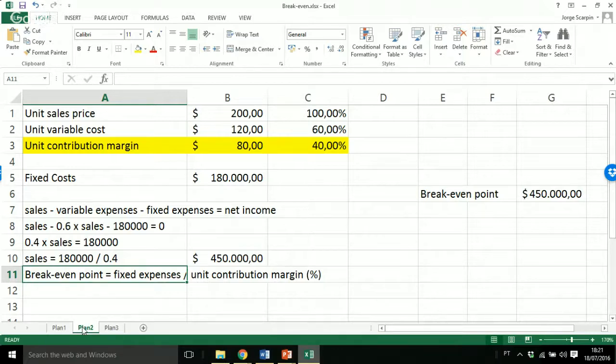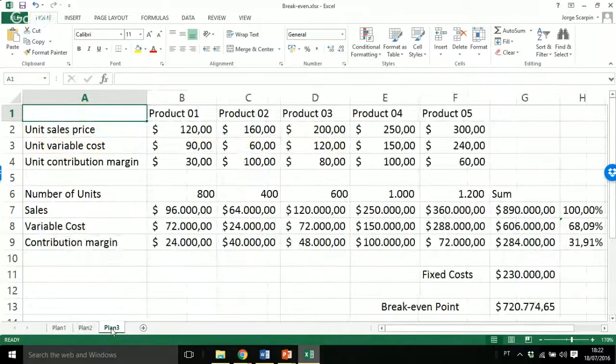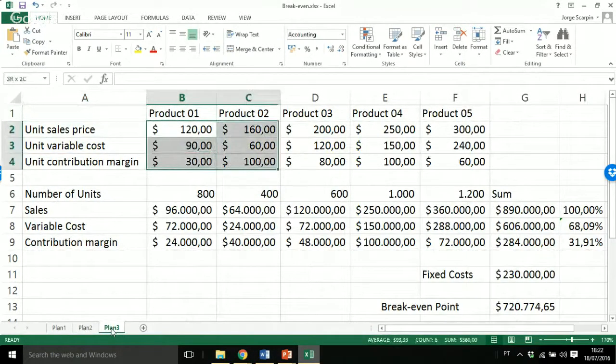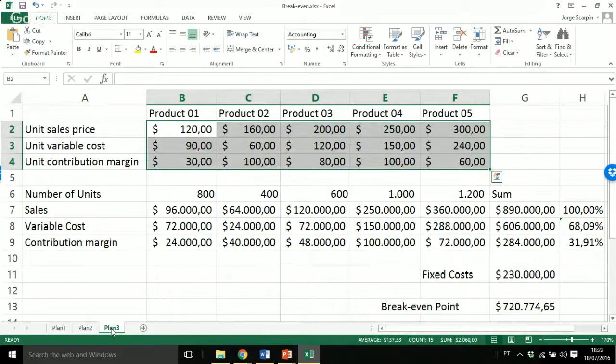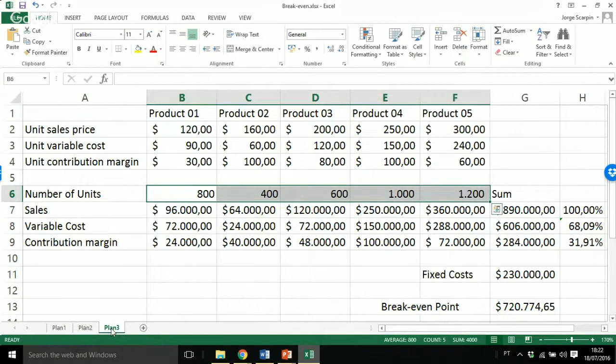Is it useless? No, it's not useless, because when we have a lot of products, either we apportion all fixed costs to each one of the products, which a lot of researchers and analysts say is incorrect, or we work with the average unit contribution margin of all the products, as we can see on our plan 3. Here we have 5 products with unit sales price, unit variable cost, and unit contribution margin. The number of units, you can get it from a time series. For example, the number of the last month, or an average of the last 3, 6, or 12 months, no more than that.